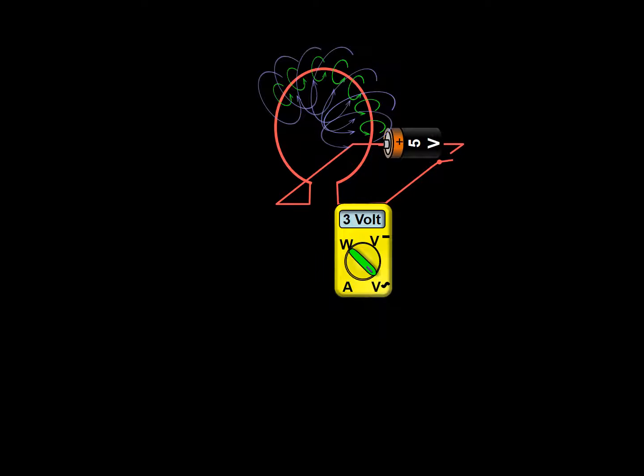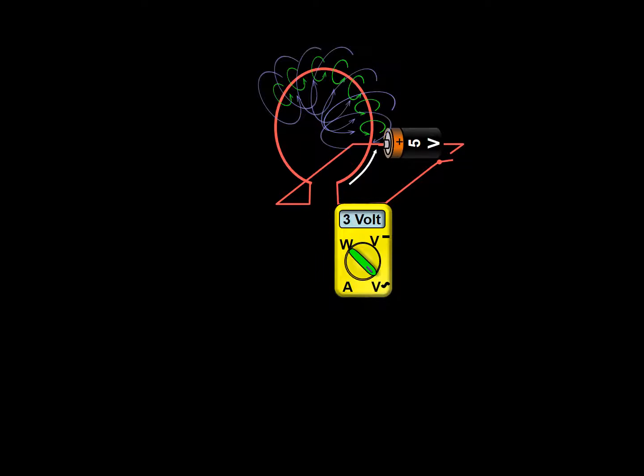Simultaneously, a second thing will happen. Again, a magnetic force will appear. The vector of this new magnetic force will travel in the opposite direction from the vector created by the original magnetic force.